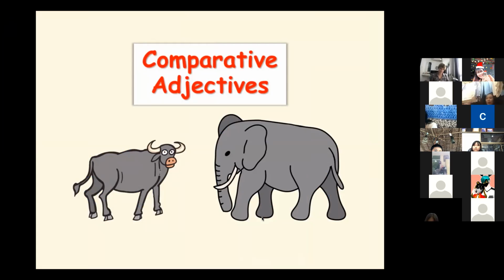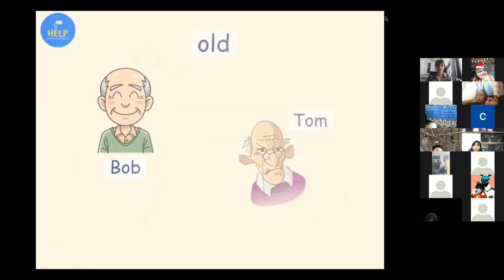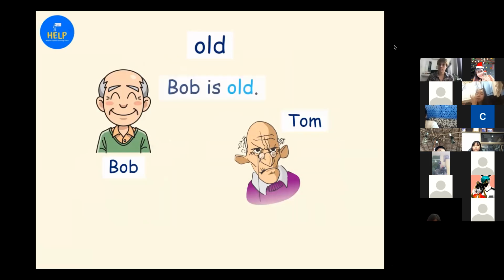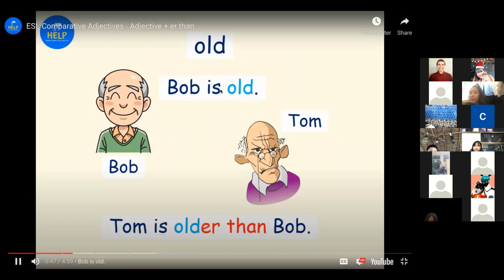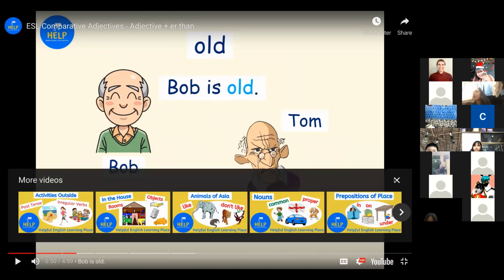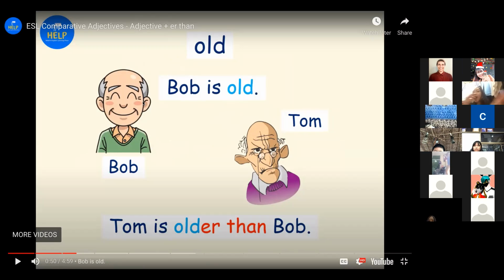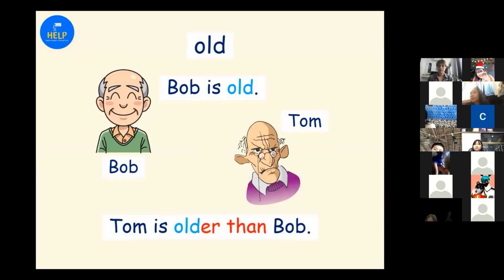Today's video, comparative adjectives. Big, bigger than. Bob is old. Tom is older than Bob. Let's say that. Bob is old. Repeat after me. Bob is old. Very good. Tom is older than Bob. Very good. See how we put ER at the end and we add than. Old, older than.